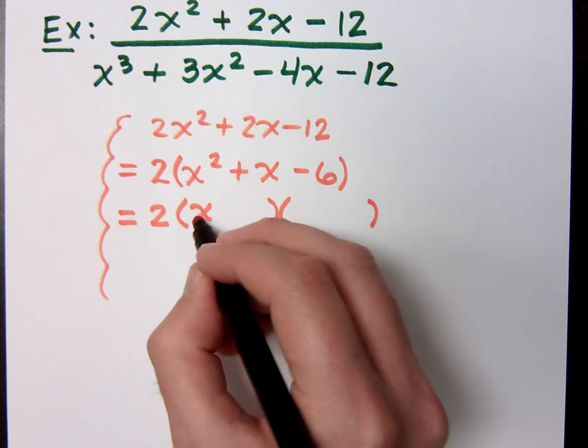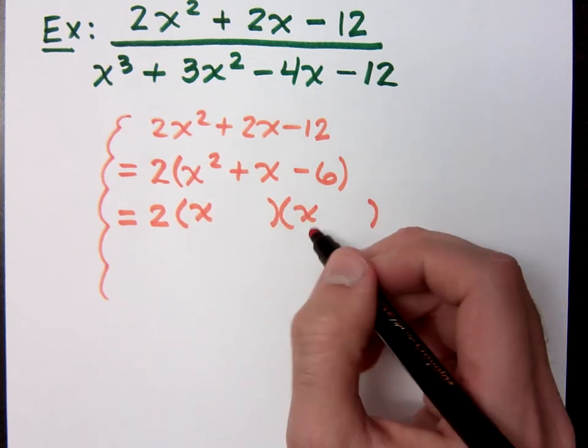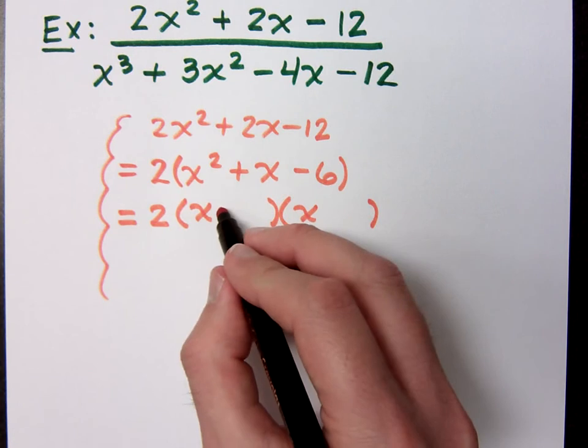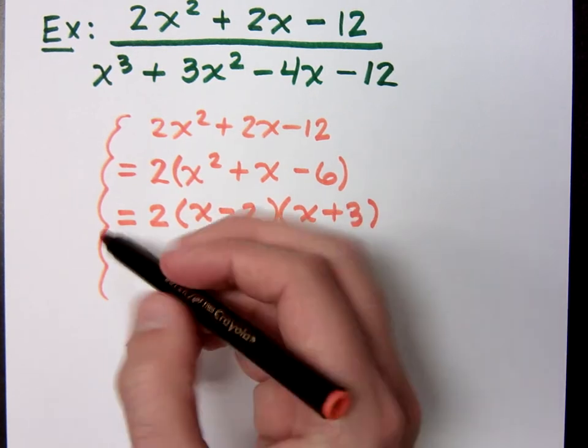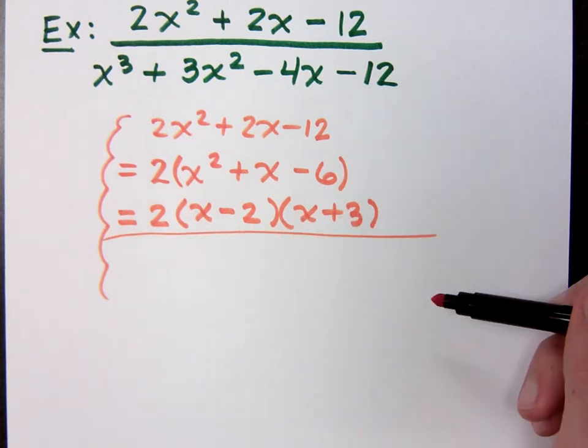Try 2 and 3. x minus 2 and x plus 3. I'm okay with that. That's what it should be. There's nothing more I can do with that.